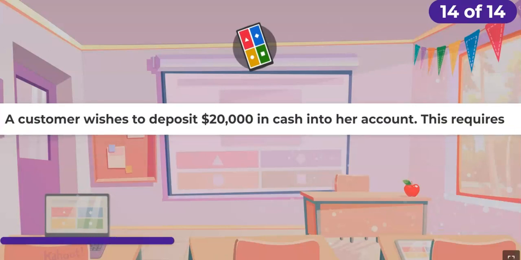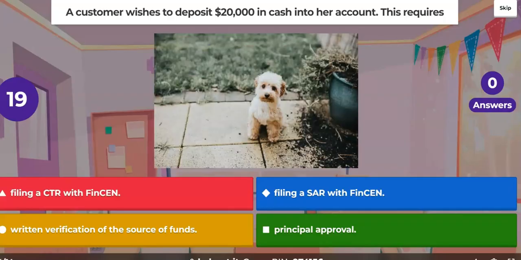A customer wishes to deposit $20,000 in cash into her account. This requires A, file the CTR with FinCEN, B, file the SAR with FinCEN, C, verification source of funds.